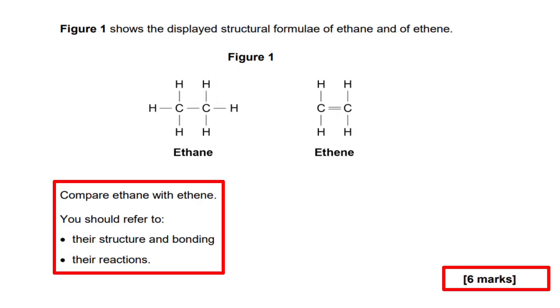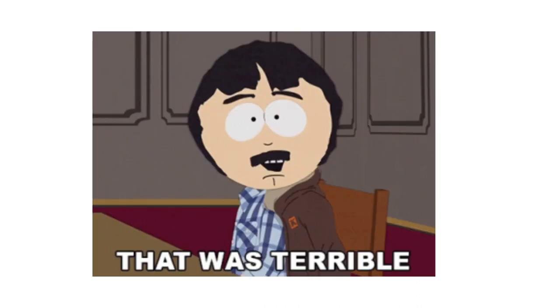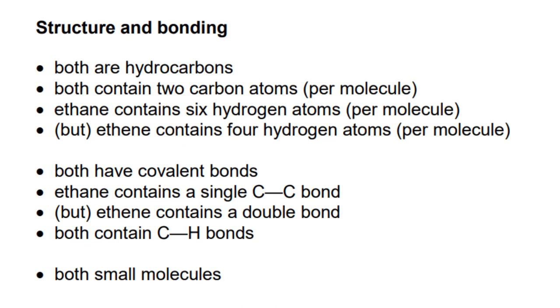Okay, now, this question here, comparing ethane with ethene for 6 marks, telling you to refer to their structure and bonding and reactions, you would think this is a brilliant question. Just ask me to compare ethane and ethene, easy. It was answered terribly in the real life exam by students. They did really badly, I don't know why, but there are so many differences. The main thing is, students are bad on similarity. So let's have a look at the marking scheme now.